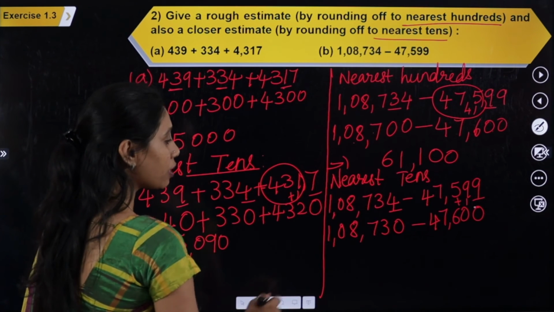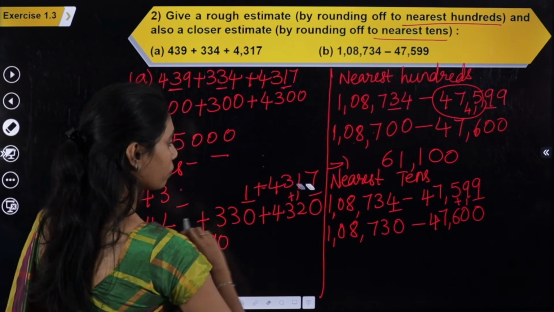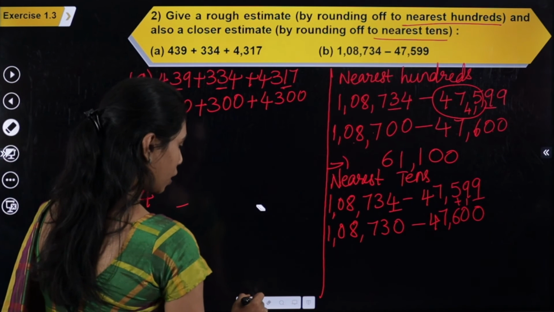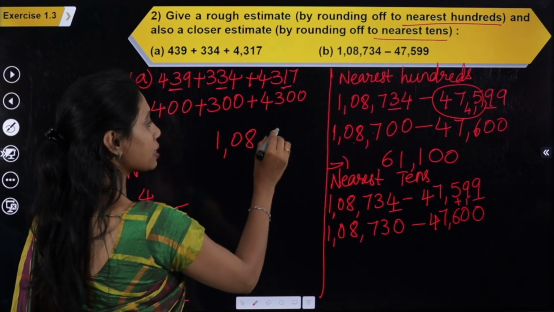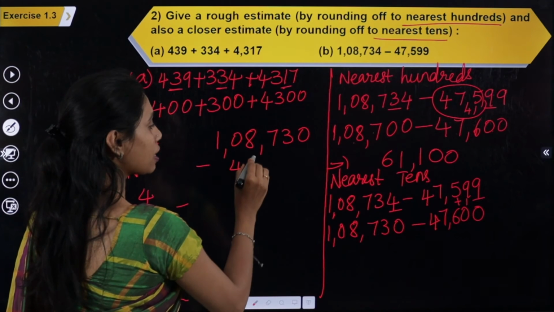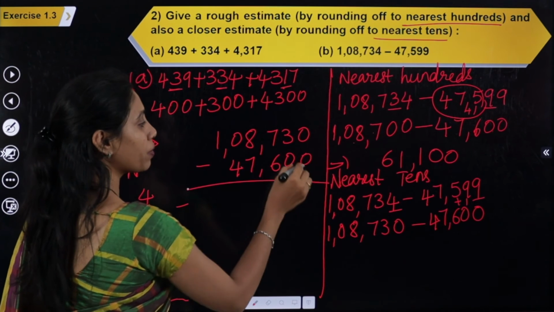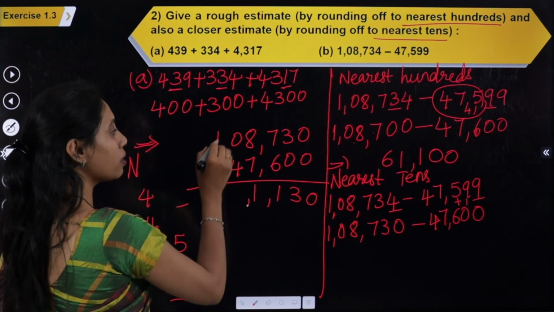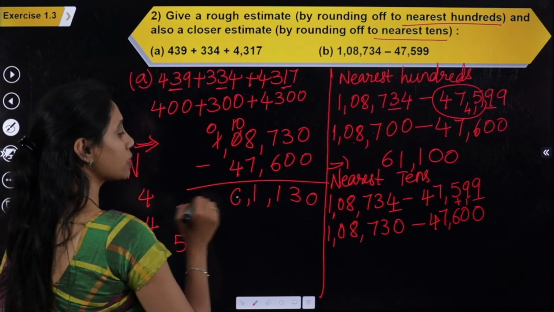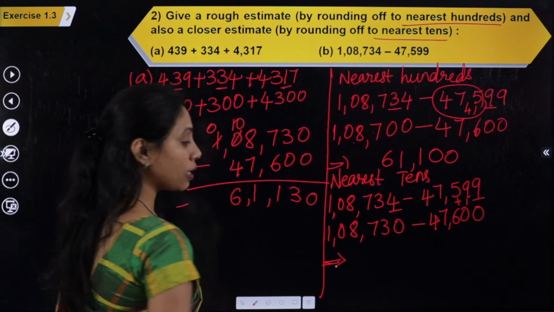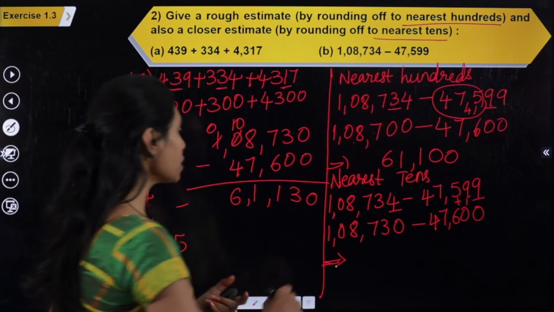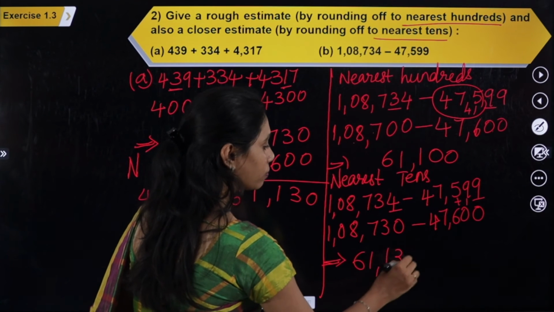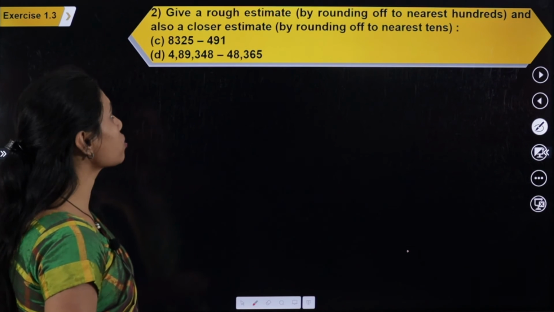Now, let us quickly find the difference of these two. So, I am going to write the number here, 108730 minus 47600. So, 0 minus 0 is 0, 3 minus 0 is 3, 7 minus 6 is 1, 8 minus 7 is 1 and here we will be taking borrow, 10 minus 4 is 6. So, finally, the answer for the given question to its nearest tens is 61,130. This is the answer. Now, let us move on to the next question.